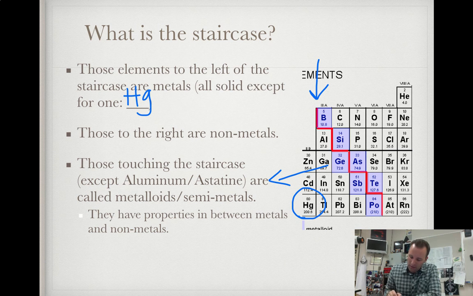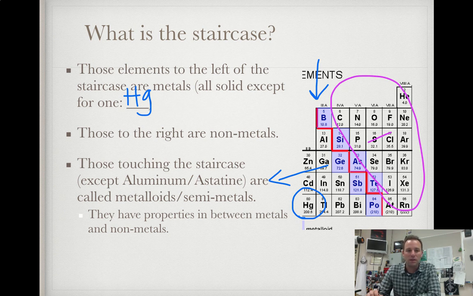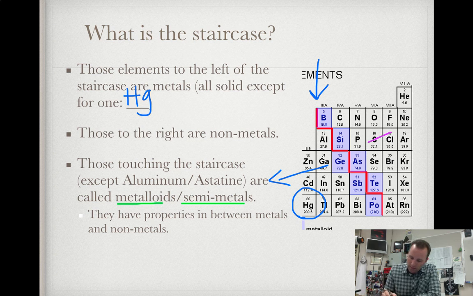Everything to the right of the staircase over here, these are all the nonmetals. Okay, all of the nonmetals. And things that are touching the staircase, those are called the metalloids or the semi-metals. Okay, you can use either name, metalloids or semi-metals. With the exception of one element in particular, you can see here that it's not shaded. Okay, aluminum is not a metalloid, it is still a metal.